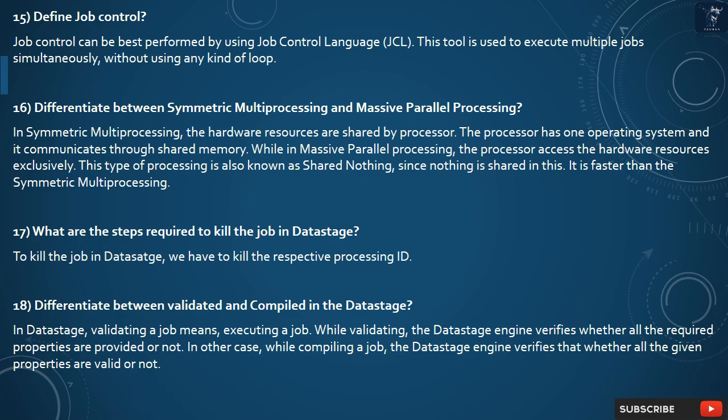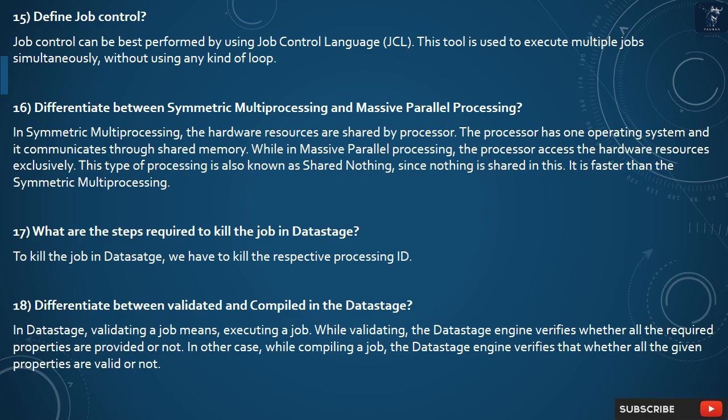16. Differentiate between symmetric multiprocessing and massive parallel processing. In symmetric multiprocessing, the hardware resources are shared by processors. The processors have one operating system and communicate through shared memory. While in massive parallel processing, the processor accesses the hardware resources exclusively. This type of processing is also known as shared nothing, since nothing is shared in this. It is faster than the symmetric multiprocessing.